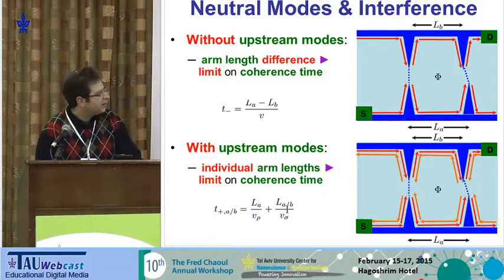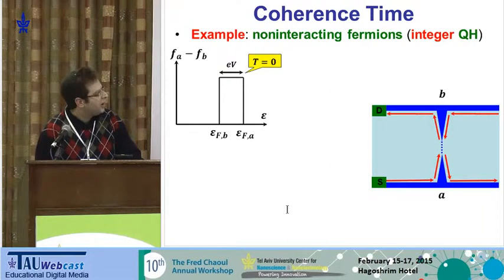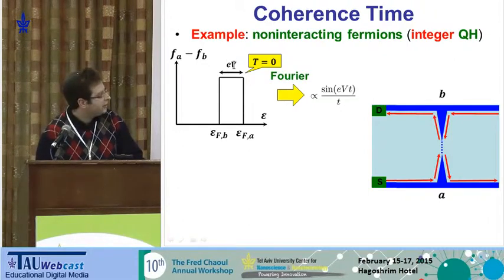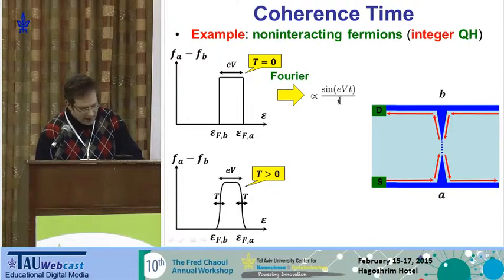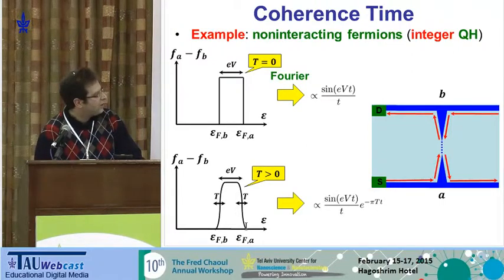And why does this limit the coherence? Because we don't have a monochromatic source. We have a source with a spread of energies. We basically apply a voltage here with respect to here. So at 0 temperature, we have excitations coming in a window of energies of the size of the voltage. That translates, in terms of interference, to some oscillations and some decay. But if we are at finite temperature, then our window is smooth. And then, when we Fourier transform, we are going to have an exponential decay with temperature and with time.